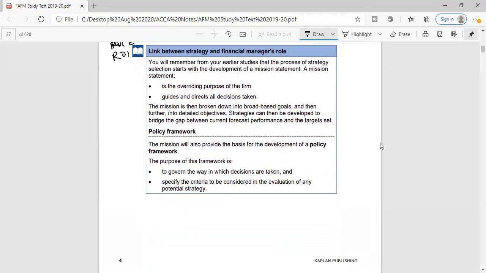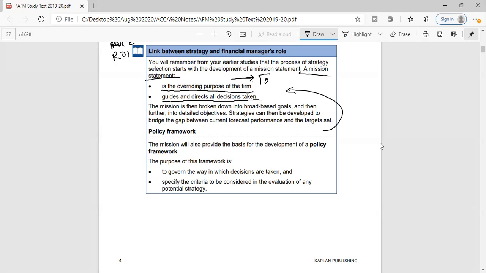So, link between strategy and the finance manager's role. Here we go. The overriding purpose of the firm. And what is that? The mission statement is the overriding purpose of the firm, which guides and directs all decision taking, and a finance manager contributes to that mission. Let's remember some mission statements. A firm can have a mission statement which specifies what it wants to achieve.